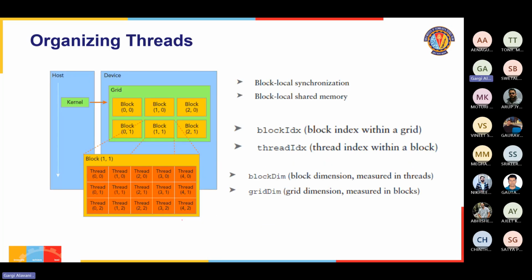The next is, let us talk about how you get the thread index or block index, the one that we just discussed in the example. How your threads are arranged on your GPU is in this fashion, where you have three concepts, as you can see here: thread, block, and grid.